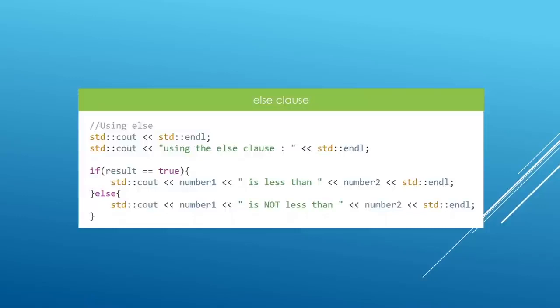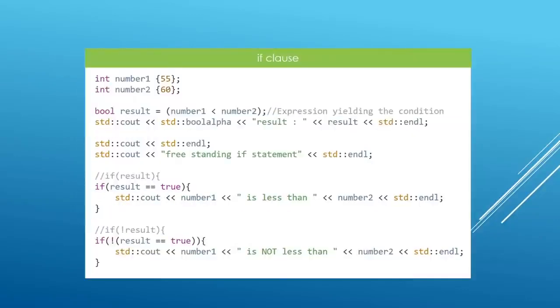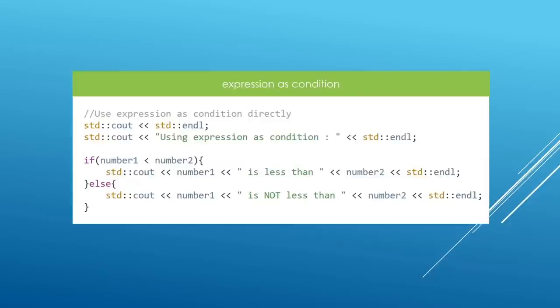If it's not true, we're going to say is not less than. And this is a more compact way of doing what we just did in the slide here. You can also directly use your expression as a condition. And the requirement here is that the expression evaluates to something that we can treat like a Boolean, because the condition has to be a Boolean. It has to be true or false.